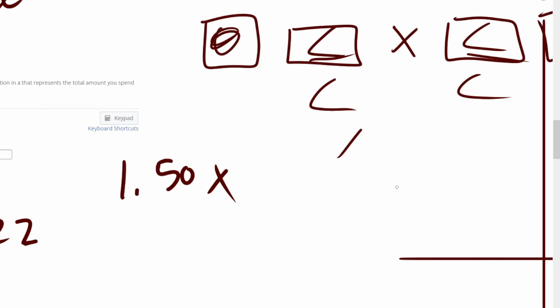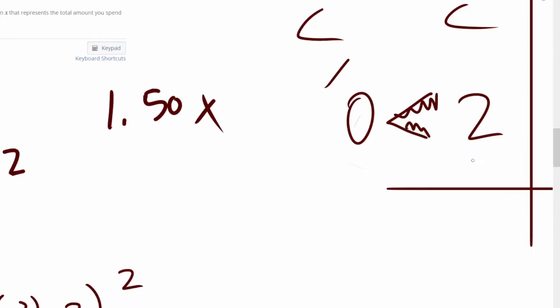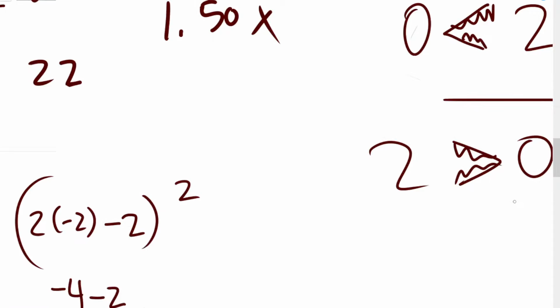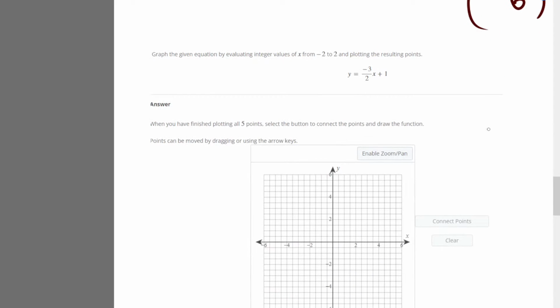And if you remember these signs, the alligator always wants to eat the biggest thing, right? So if you have 0 on one side and 2 on the other, the alligator is always going to face the 2. If you have 2 on this side and 0 on the other, the alligator is going to face the 2 because it's hungry and it doesn't want the 0.